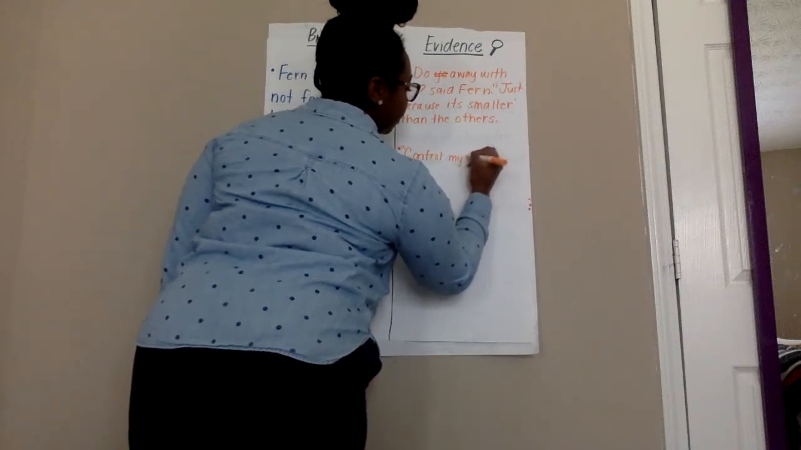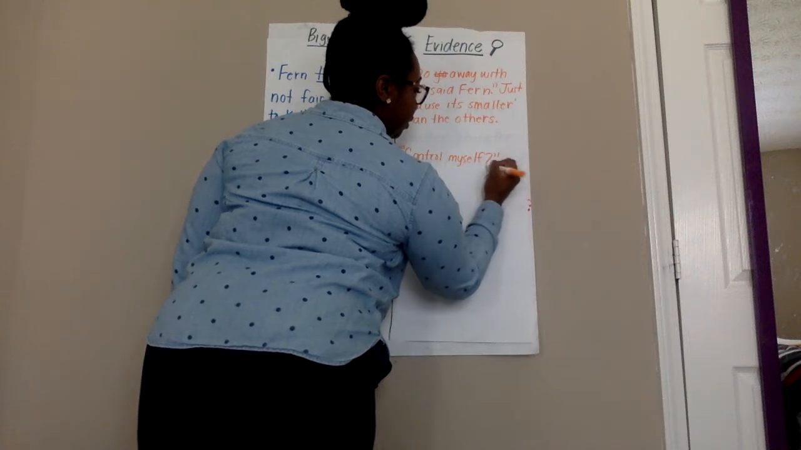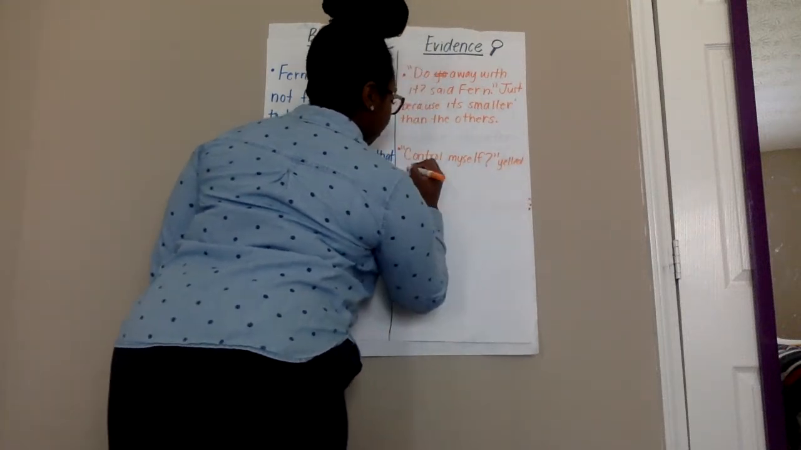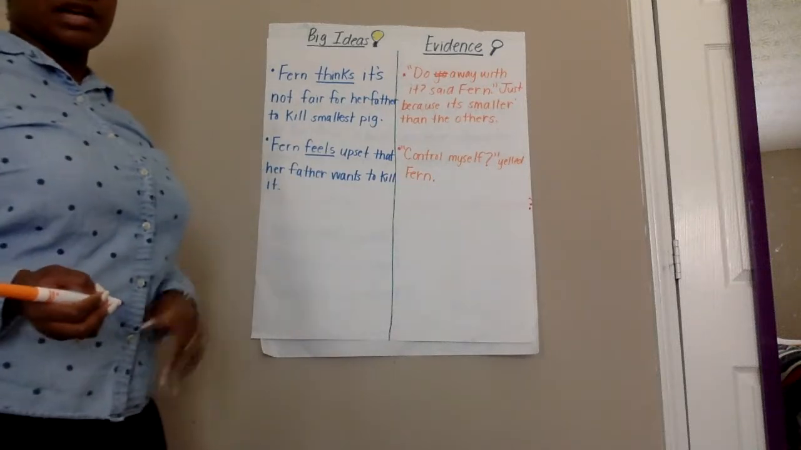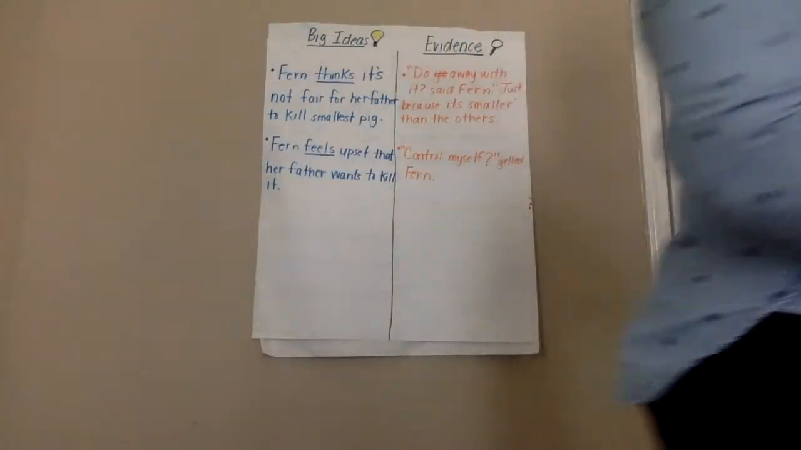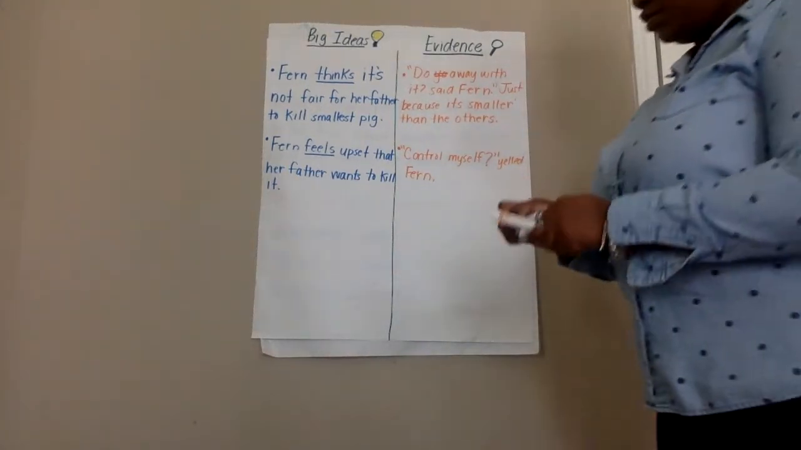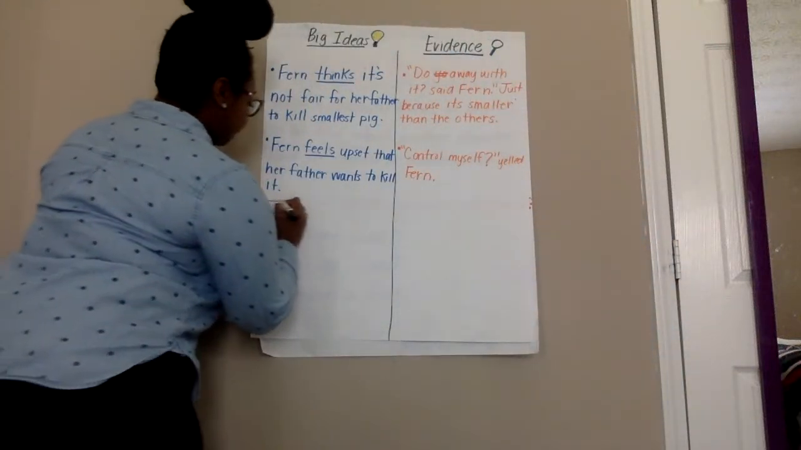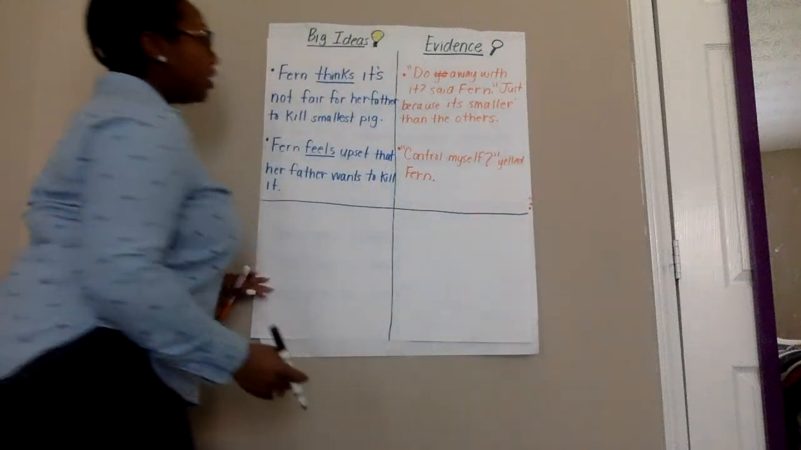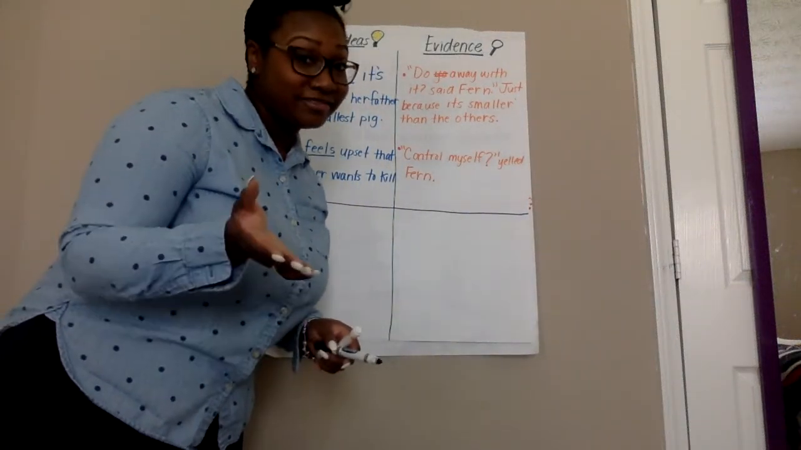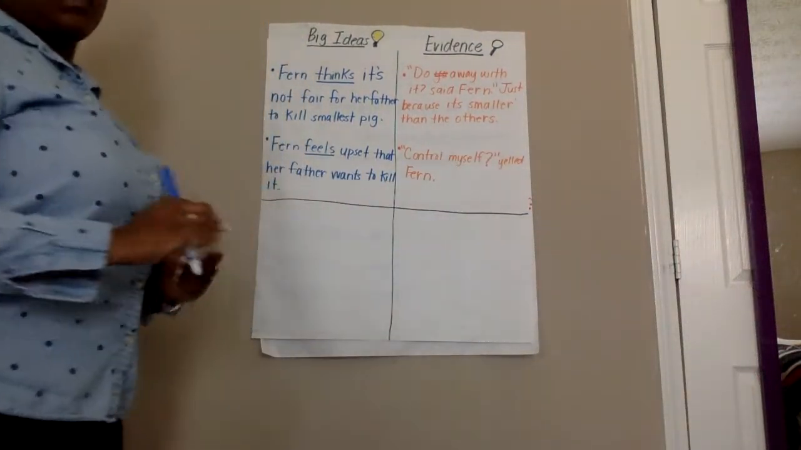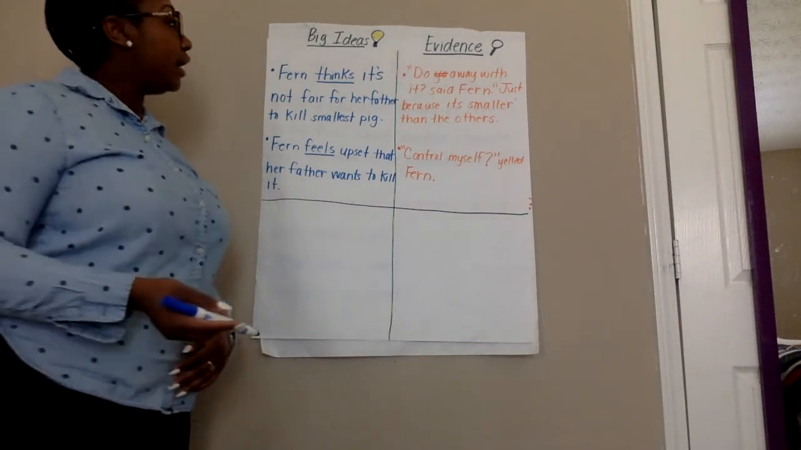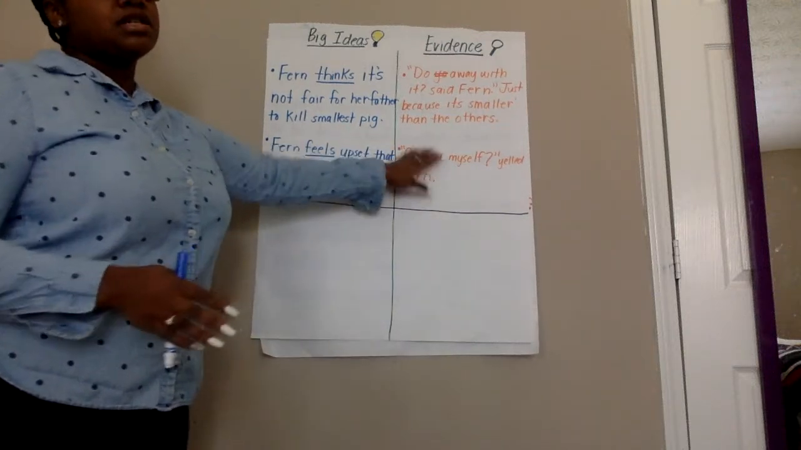"Control myself," yelled Fern. I have my 2 big ideas and I have my 2 pieces of evidence. I'll give you a little bit of time to go ahead and copy that. Then I'm going to draw my line across my paper. I talked about Fern's perspective. Now it's time to talk about her father's perspective. Good job. You still can continue to copy as I copy, and you need to make sure you can pause the video at any time to look at what I wrote.